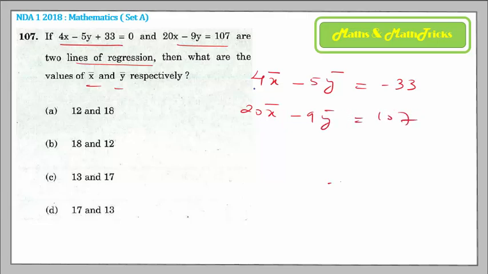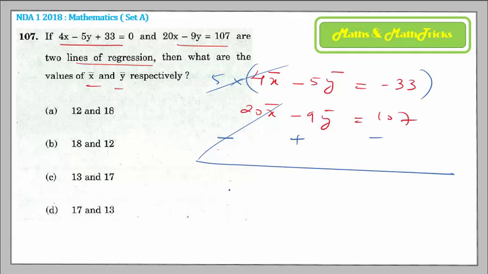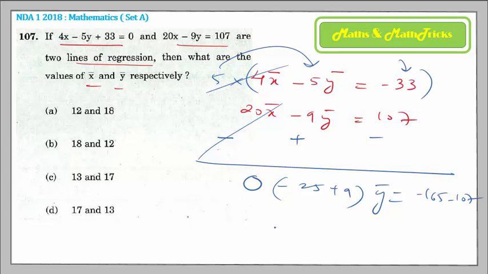Now you have to handle this by the elimination process. If you multiply the first one by 5, what are you going to get? 20 is getting cancelled, so x bar is getting cancelled. When you multiply here with y bar, it is minus 25 plus 9 times y bar. And on the right side you are also multiplying by 5. 5 3s are 15, plus 1 is 16, minus 165 minus 107. So how much do you get? Minus 16 y bar is equal to this addition, going to be 12, then 7 and 272. Minus minus is anyway getting cancelled.